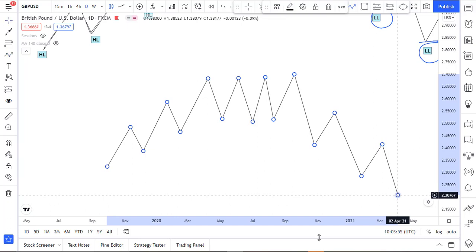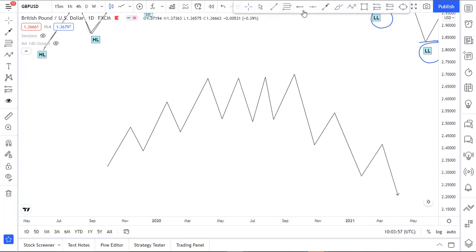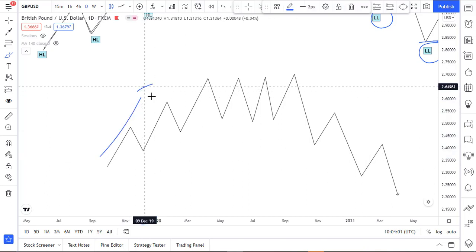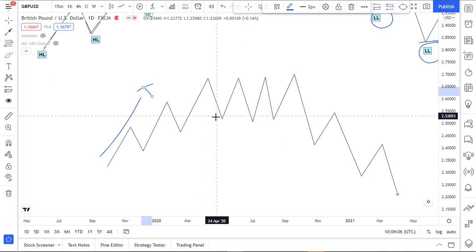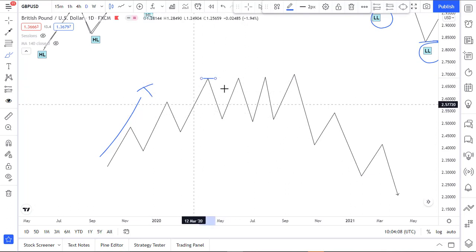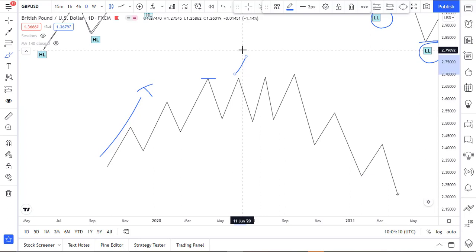So for instance, let me explain this for you. We have an upward trend forming around here. Instead of this previous high being broken to the upward side, it didn't break.